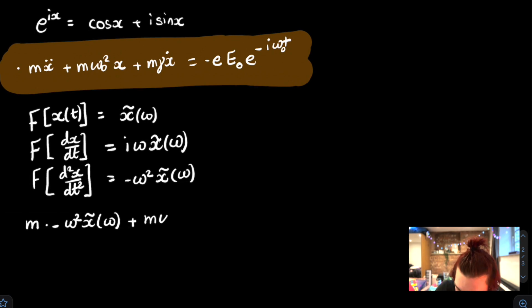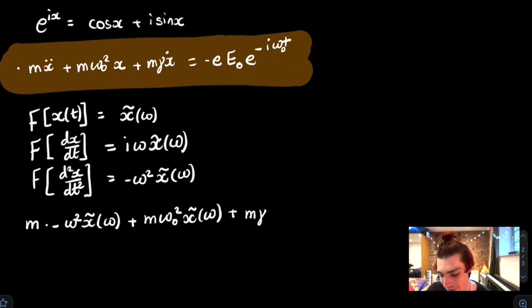Well, m omega naught squared is just a constant, and when we Fourier transform x, we're using this right here, which is of course just the Fourier transform of x, which is a function of omega. And finally, our damping term, so m gamma is just a constant, but we are going to use this identity right here, which tells us that the Fourier transform of the first derivative is simply equal to i omega times the Fourier transform of the original function. So we're going to get a factor of i omega right here times x.